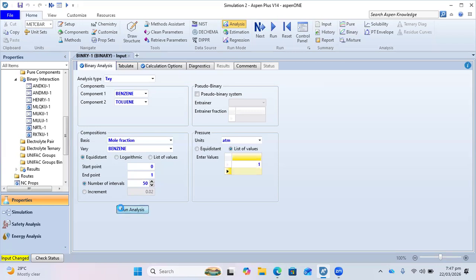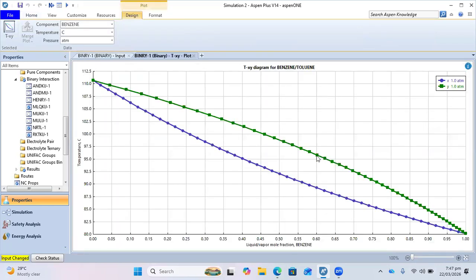We can run the analysis and then we have our TXY diagram. So we realize that there are no azeotropic points in here. So we can easily do our separation if we have to.